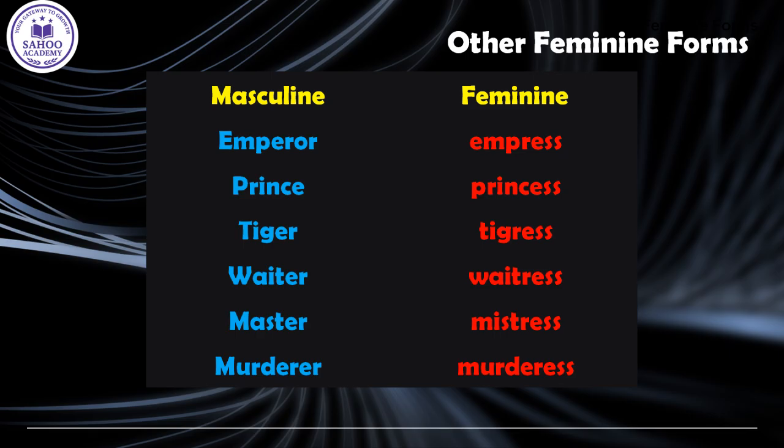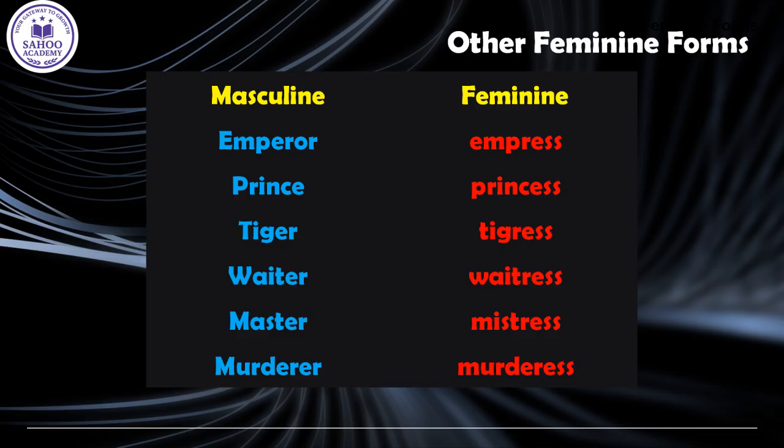Emperor becomes empress. The OR is dropped here. Prince becomes princess. We simply add SS. Tiger becomes tigress. The ER changes to RESS. Waiter becomes waitress. Again, ER becomes RESS.